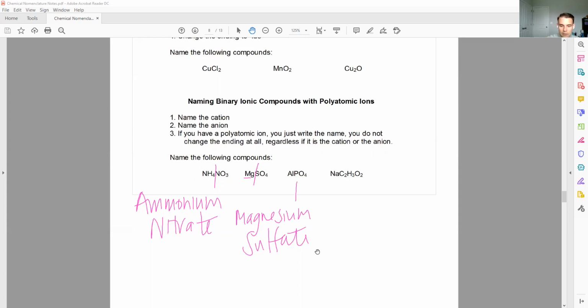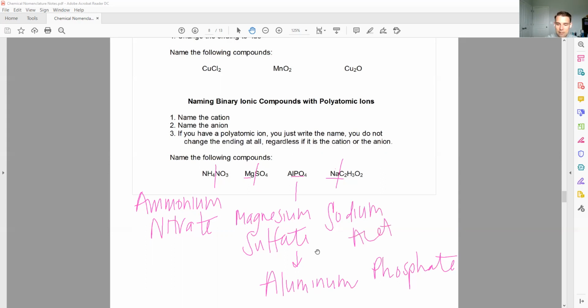The next one, Al, we know is aluminum. PO4, polyatomic ion, phosphate. Okay, and finally, NaC2H3O2. Na is simply sodium. C2H3O2 is acetate, so that's sodium acetate. And again, the more you become familiar with these, the simpler it's going to be and the faster you're going to be able to do this.